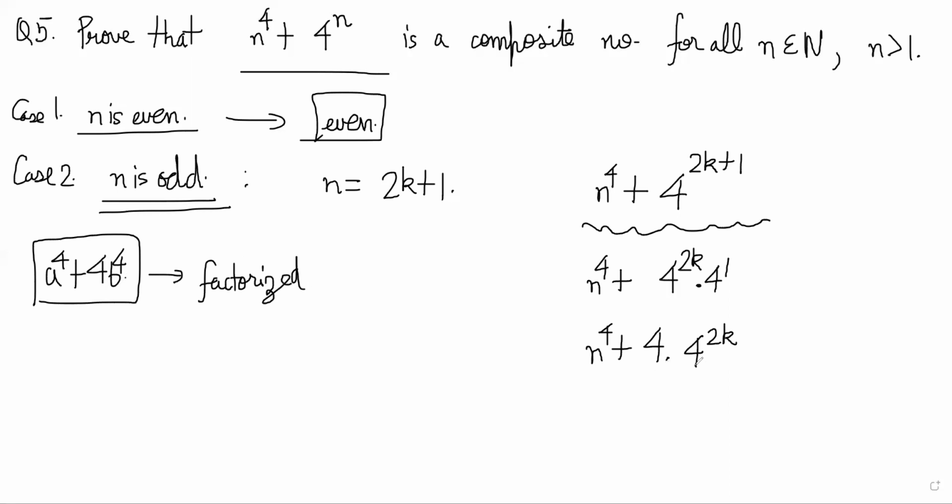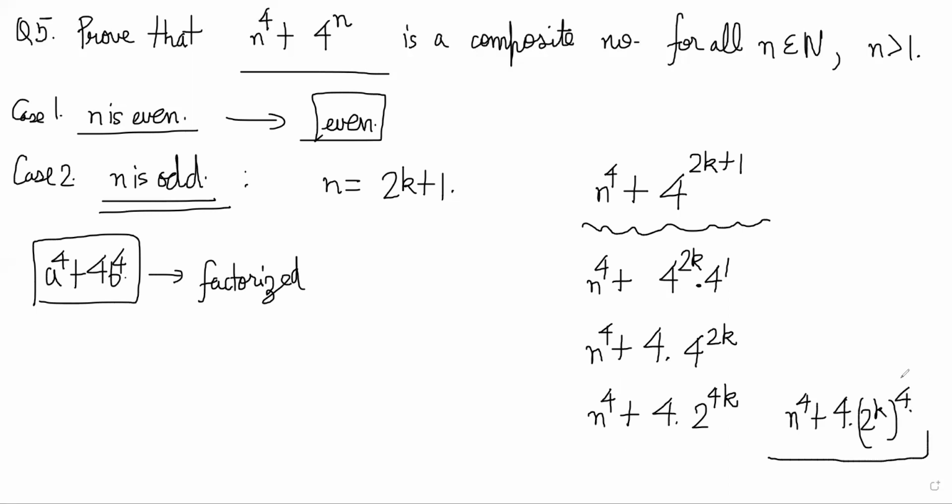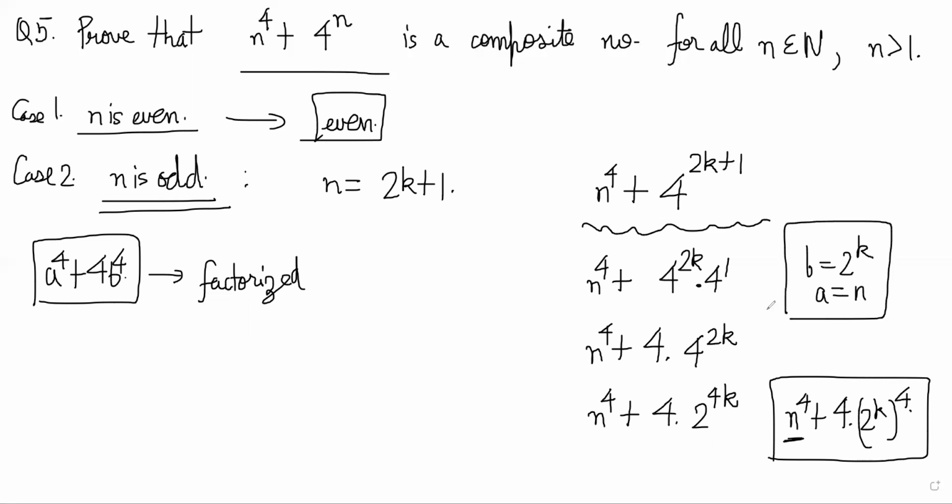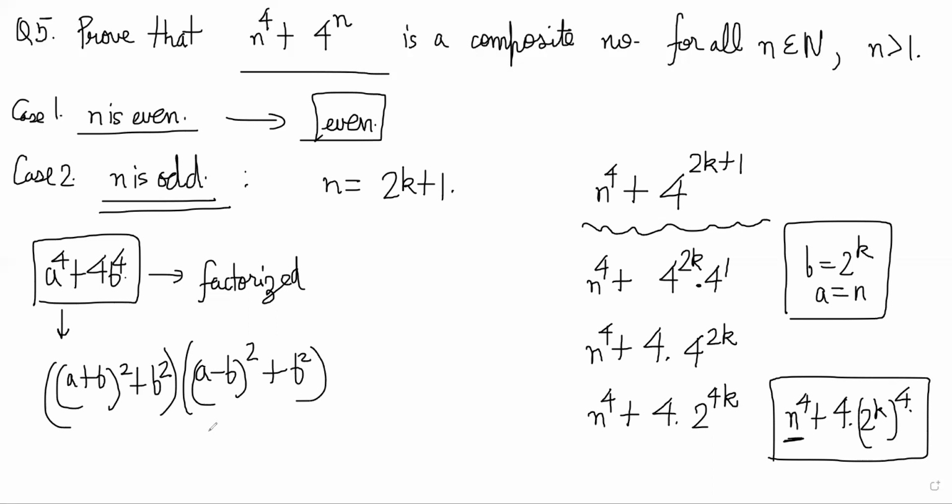So 4 to the power of 2k, 2 times 2 to the power. So you can write it as 2 times 4k, right? So this becomes n power 4 plus 4, 2 power k power 4, right? Now a is your n and b is your 2 power k, right? So the factorization of this came out to be a plus b whole square plus b square and a minus b whole square plus b square, right?